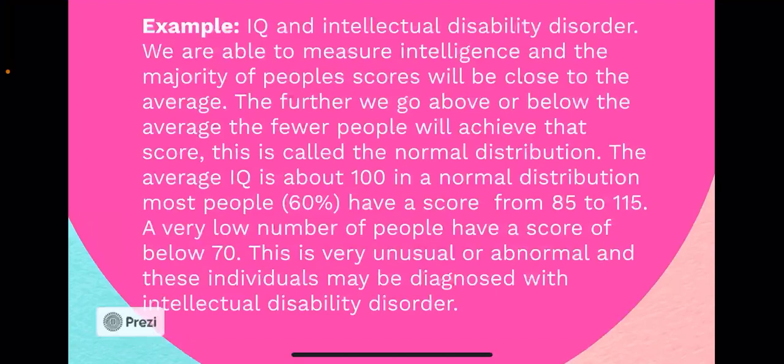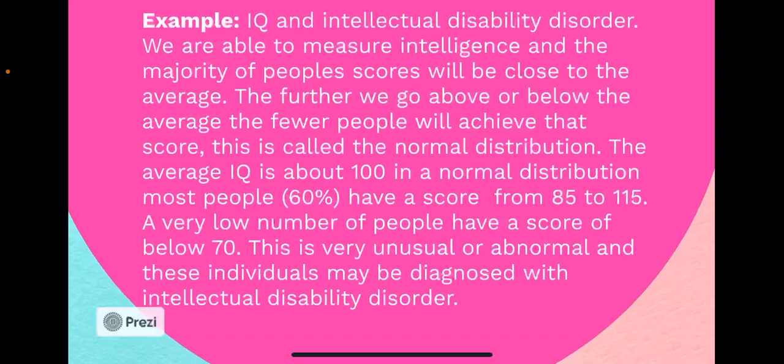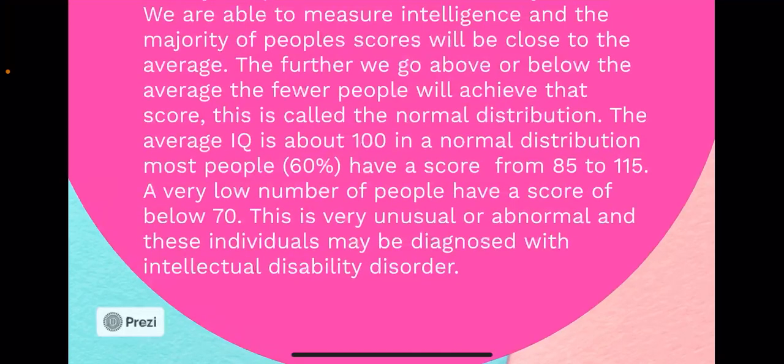Below that, a very low number of people have a score below 70. This is very unusual or abnormal, and these individuals may be diagnosed with intellectual disability disorder. So we're looking at the bottom 2% of individuals who have a really, really low IQ score. They could be diagnosed with intellectual disability disorder, and this might be one of the first signs that an individual is suffering from this.